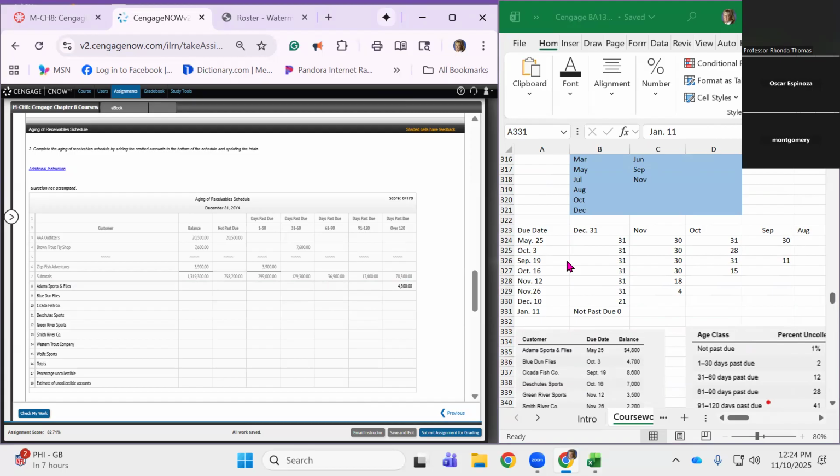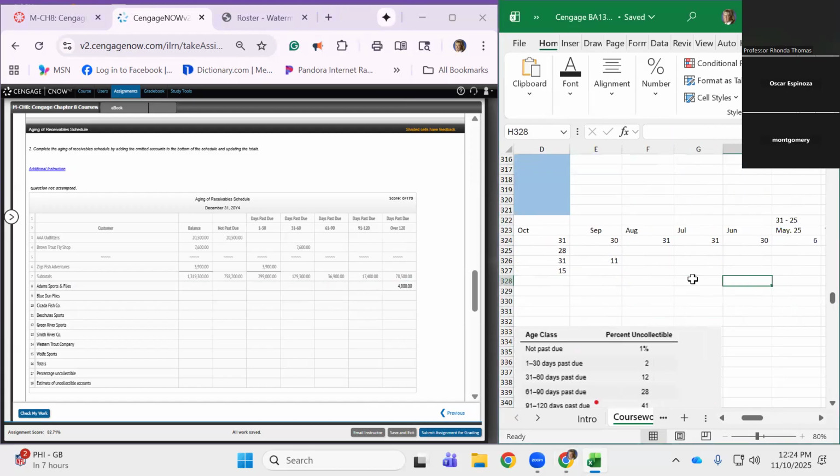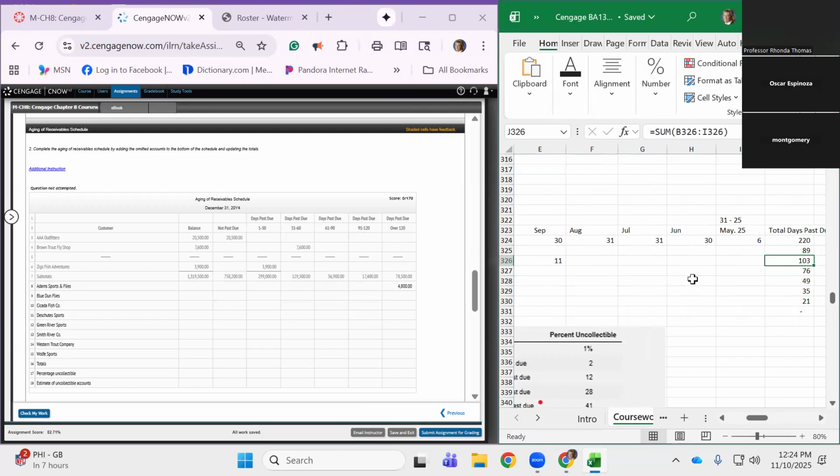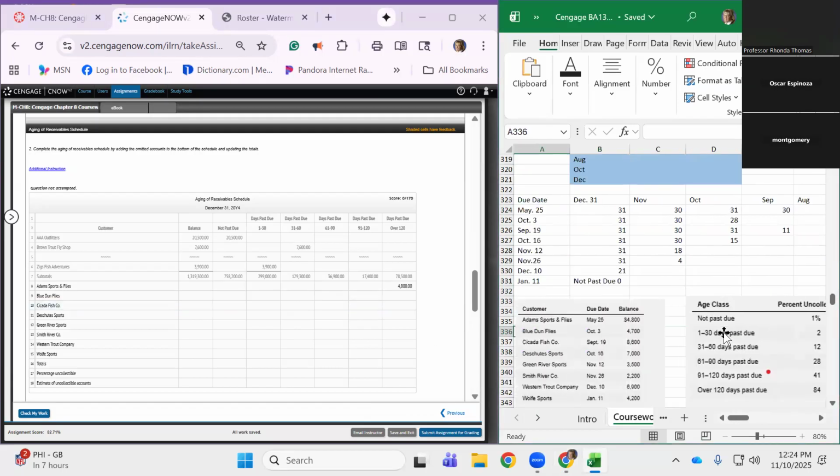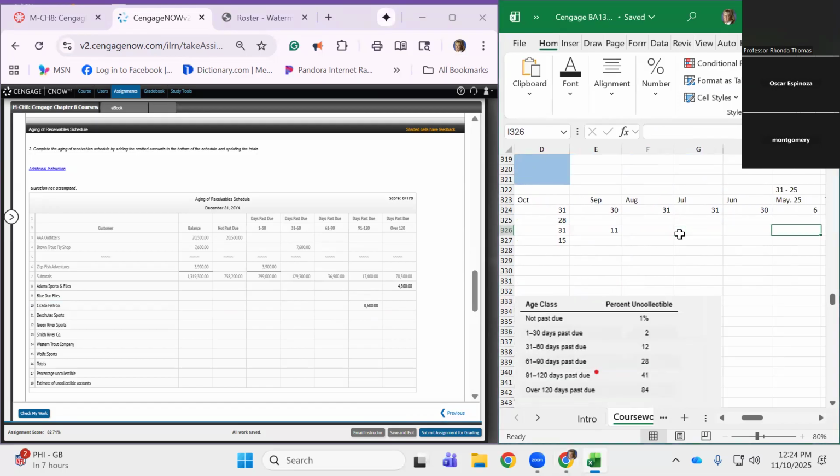All right, our next category is 91 to 120. How many do we have? I've got one. It's 103 days old. 103 days old is the third one. So that's going to be Cicada, and it's going to go here. Let me look on my spreadsheet to remember how much Cicada is: $8,600. Now we're ready to go to 61 to 90 days past due.